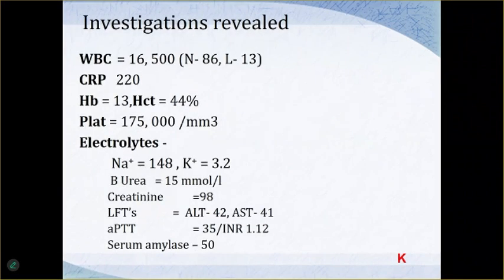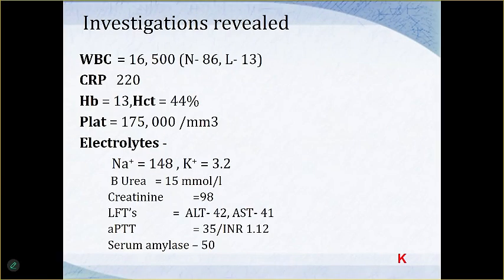More investigations had come back. WBC 16.5, or 16,500, with high neutrophils. CRP was high at 220, hemoglobin 13, hematocrit 44, platelets 175, sodium 148, potassium 3.2, blood urea 15, creatinine 98, liver functions in the 40s, APTT 1.12 with an INR, and serum amylase 50.